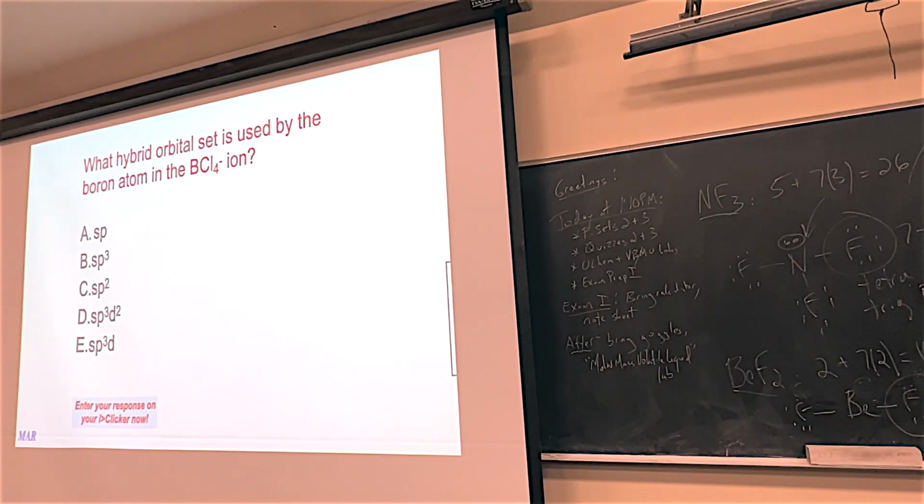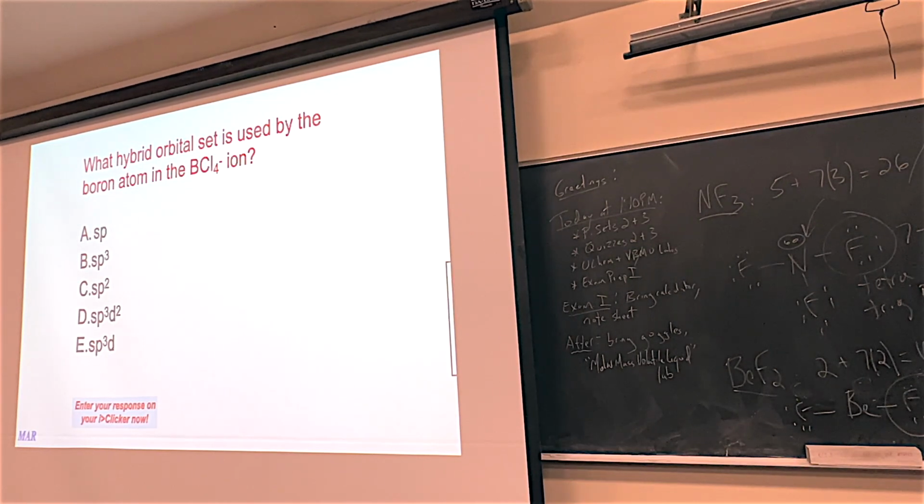So here's a question that says, which hybrid orbital set is used by the boron atom in the BCl4-1 ion? Now, hybrid orbital set is the same as hybridization. So if you see some answer like that, hybrid orbital set and hybridization will be the same. So you can see what your answers are there, sp, sp2, sp3, etc.